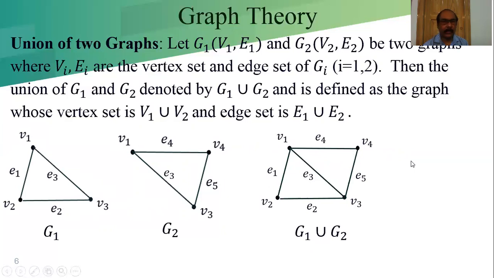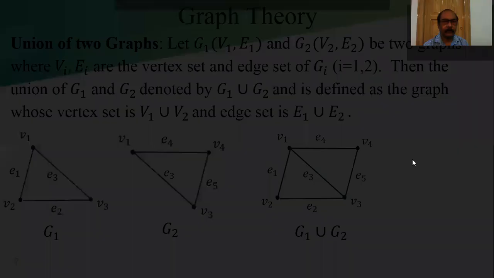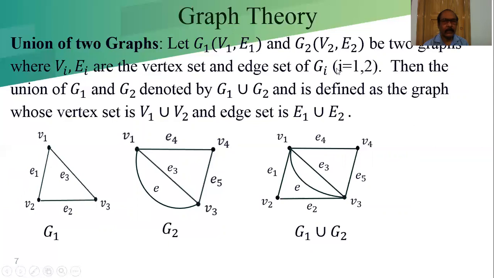Next, we are considering another graph. The definition is the same, so I'm not going through the definition here. This is G1 and G2. For G1 union G2, the vertex set will be the union of V1 and V2, and the edge set will be the union of E1 and E2.